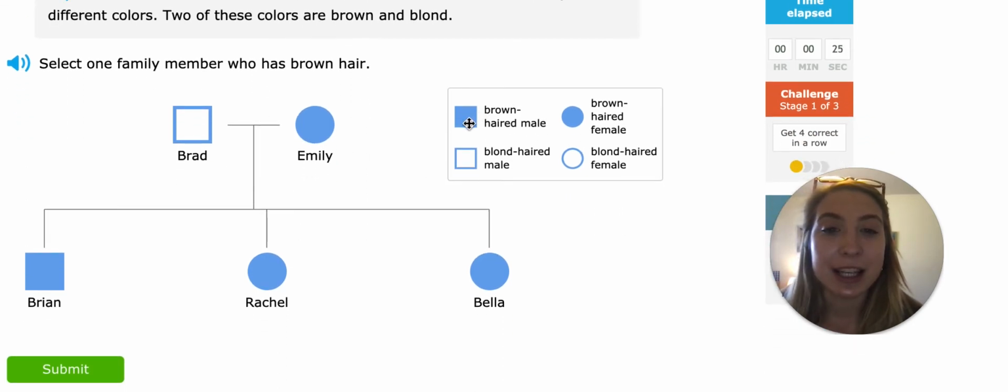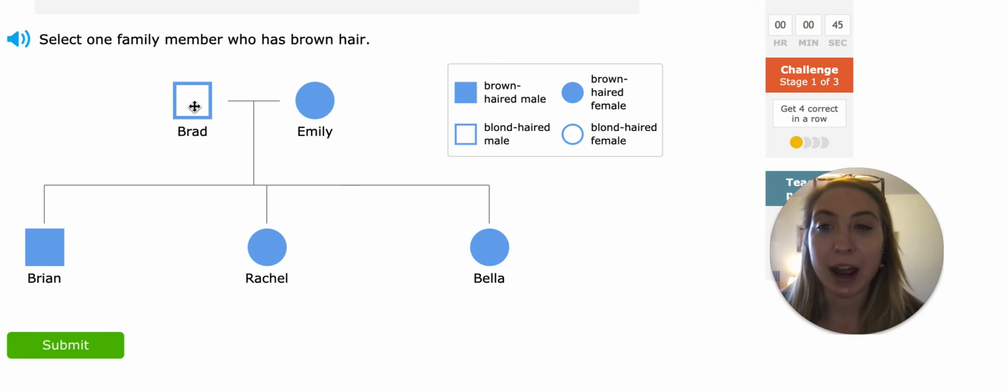Looking at our scale over here, the filled in square is a brown male. The blank, regular square is going to be a blonde-haired male. And again, filled in circle, brown-haired female. Just the regular circle, blonde-haired female. So here we have Brad and Emily, blonde-haired and brown-haired. And if they have 3 kids, they all are filled in. So they're all brown. They all have brown hair. And we can see that from our chart.